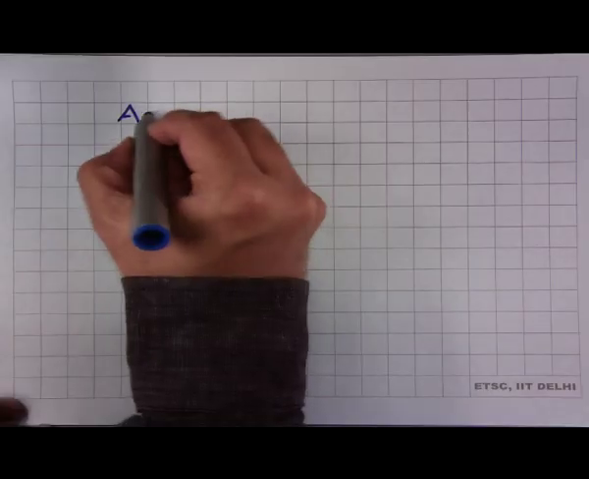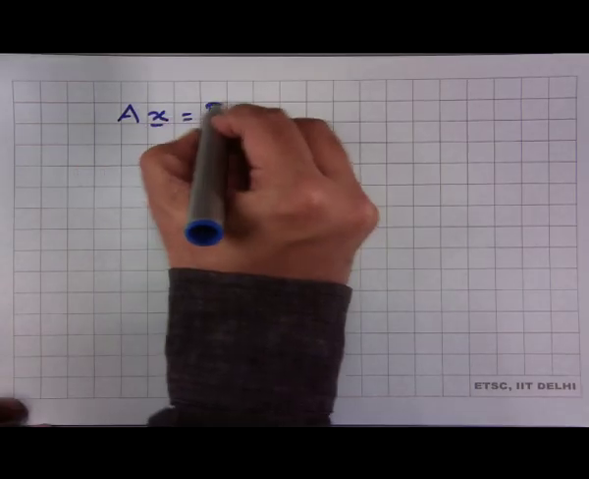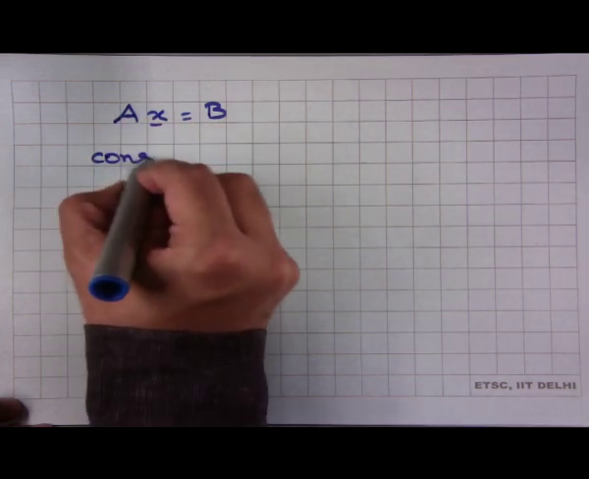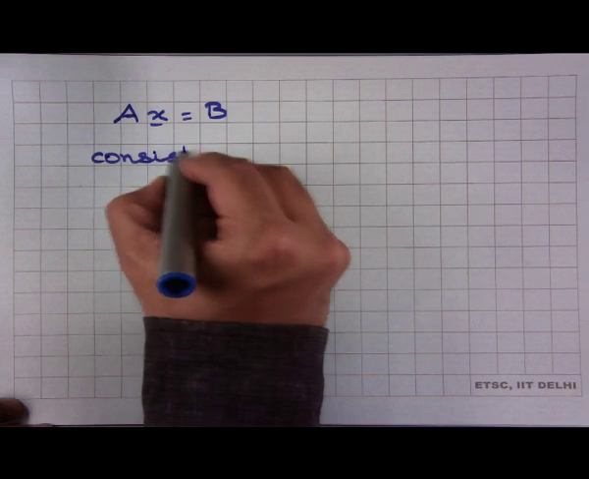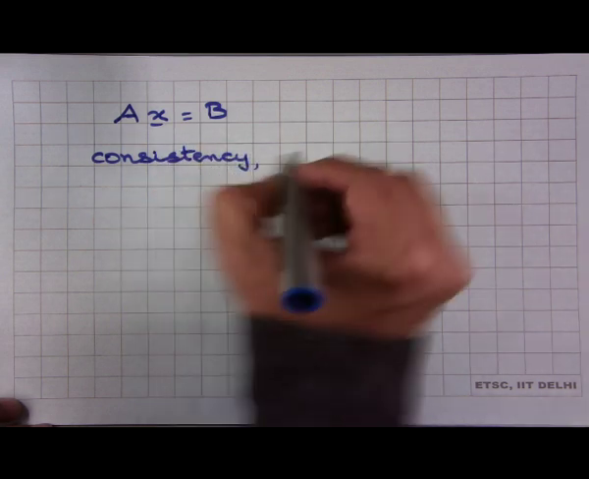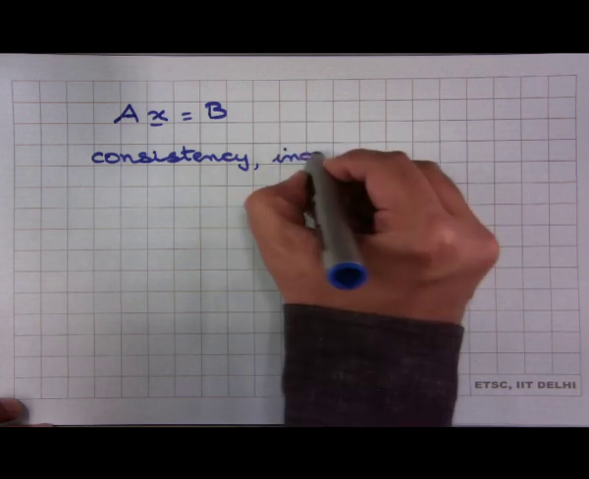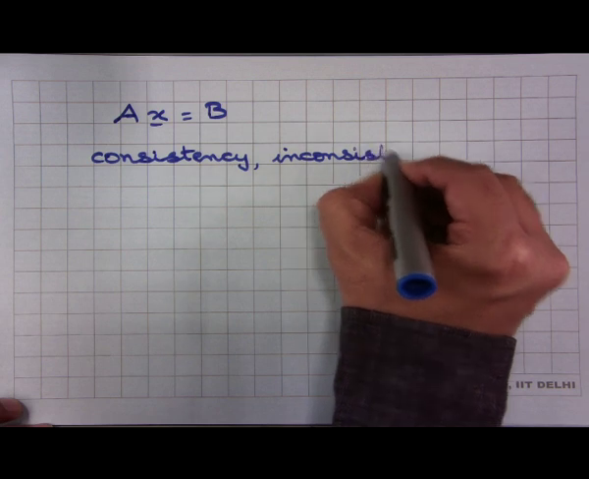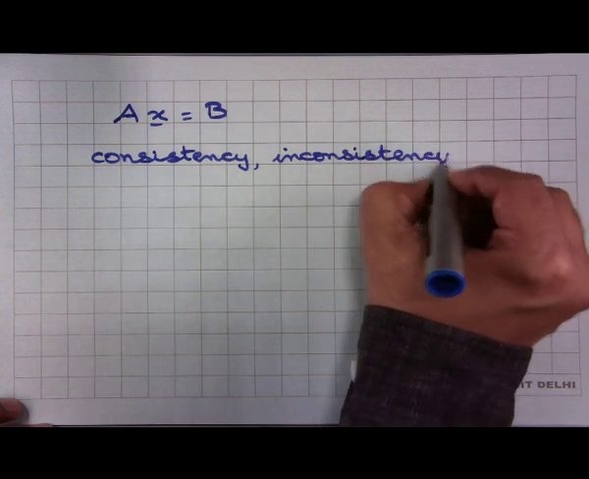Okay. So, how do we go about solving this? A x equal to b. We want to know what are the consistency properties, is it consistent, inconsistent, how to check.